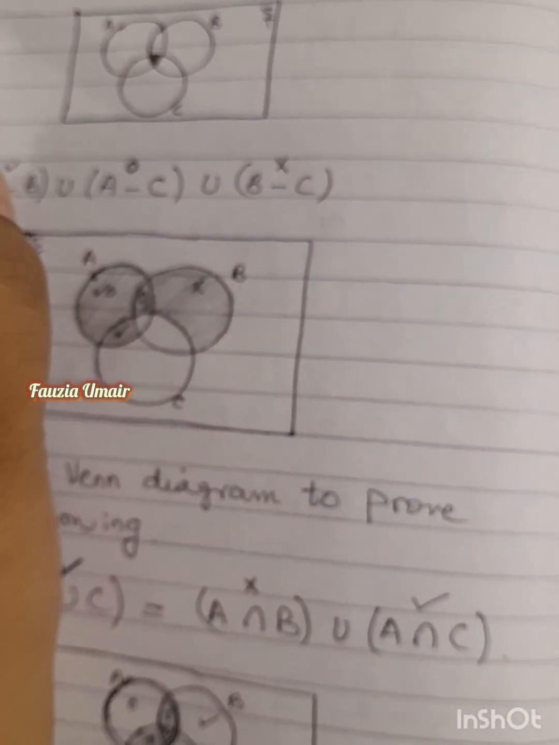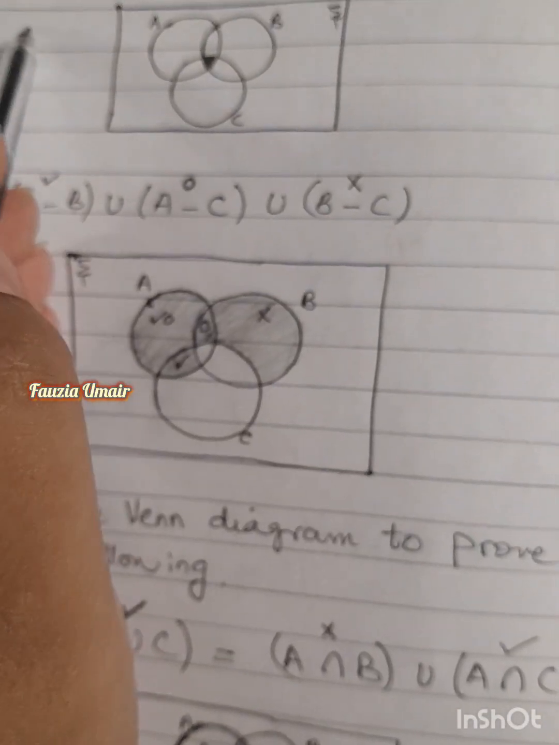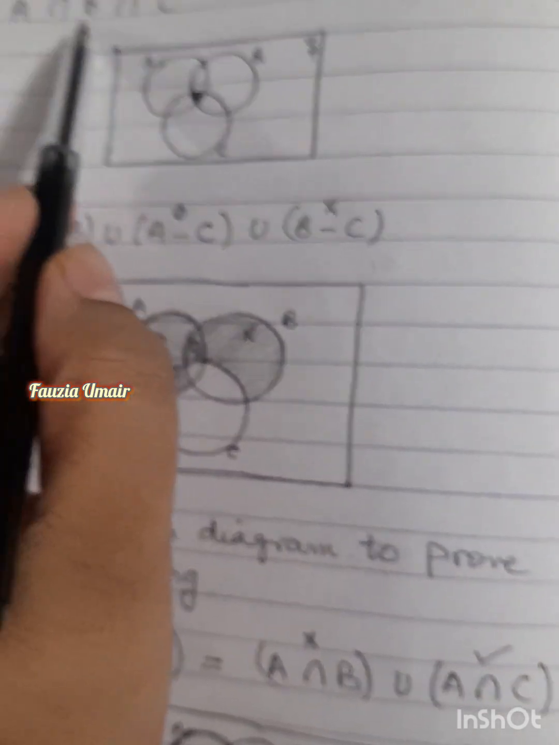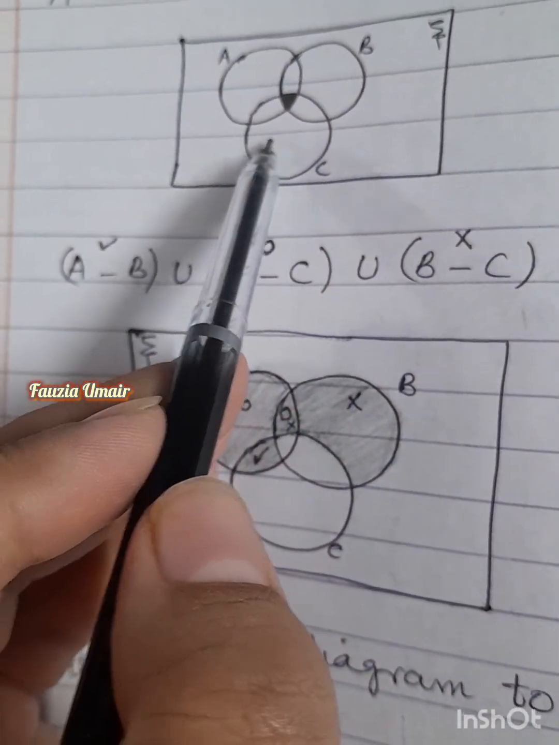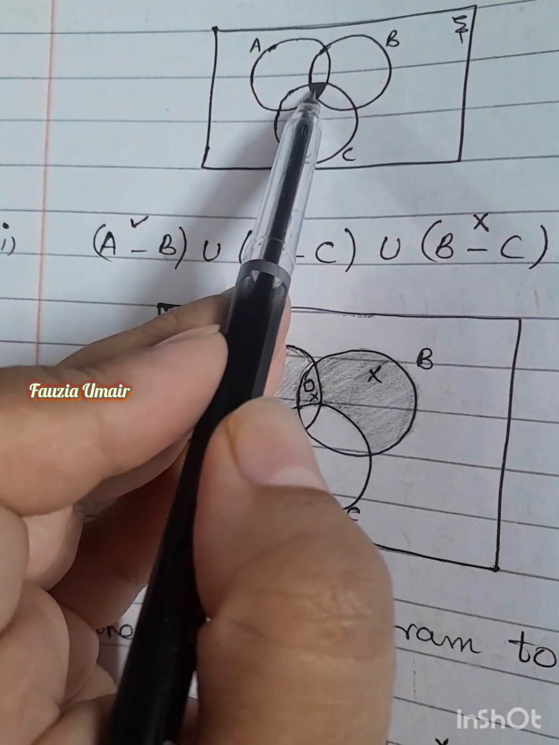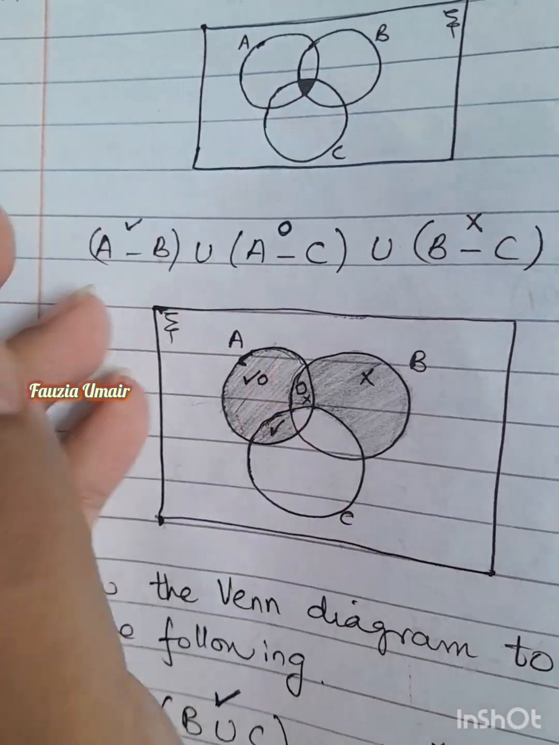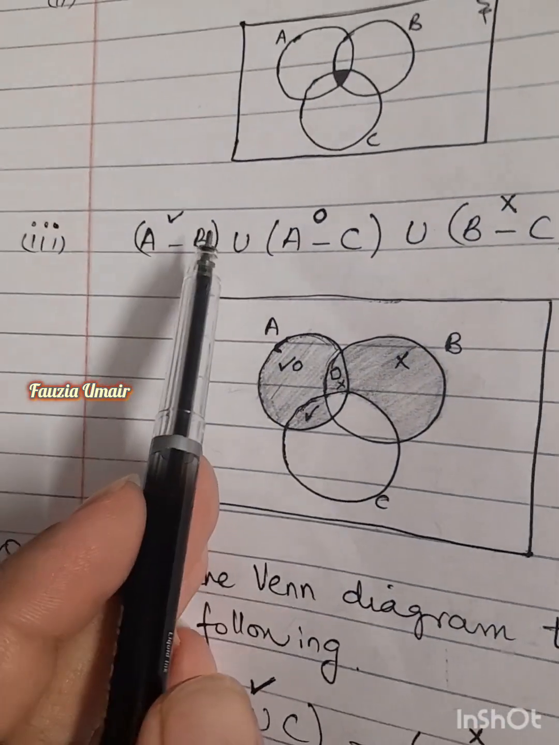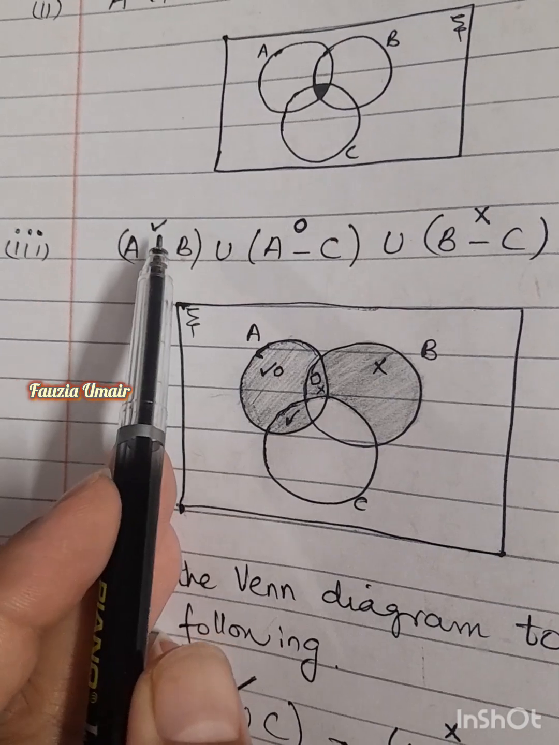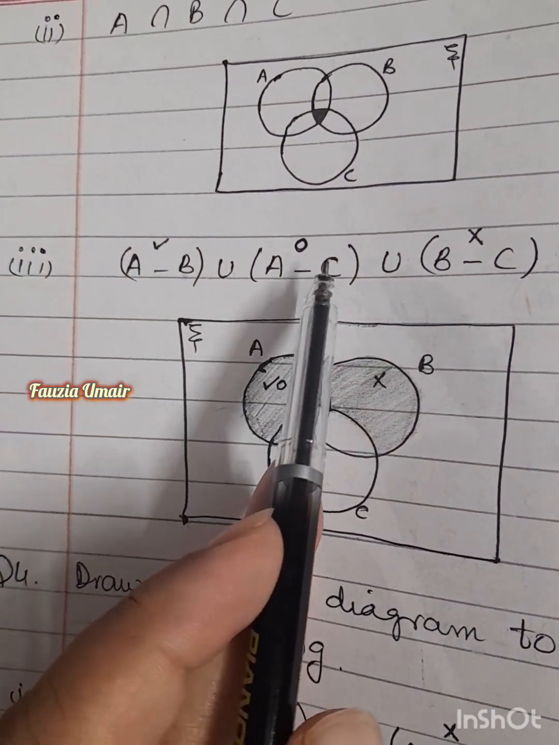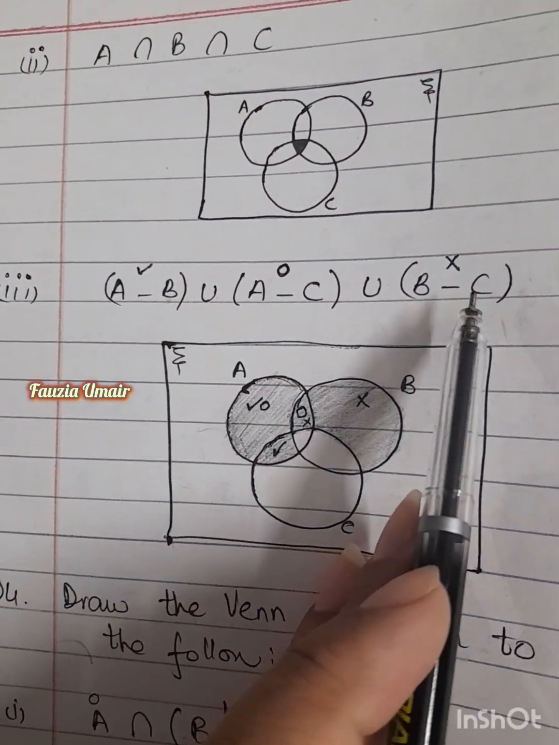So next question is A intersection B intersection C. This is the second part. So you can see that only the common area would be coming in the answer. Then is A minus B union A minus C union B minus C.